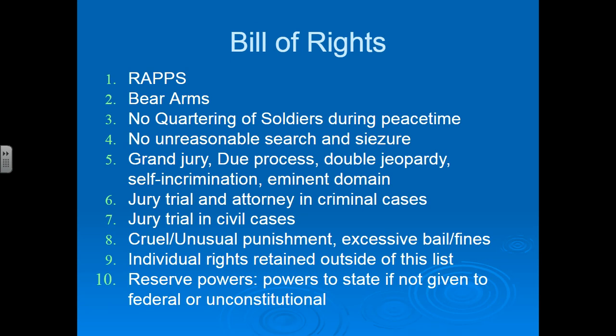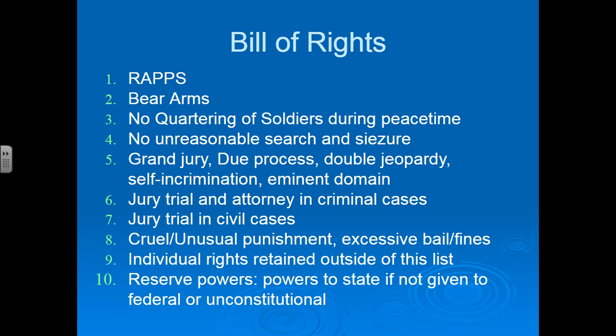Fourth Amendment, no unreasonable search and seizure. Fifth is right to a grand jury, which again, a grand jury decides whether there's evidence to go forward. A grand jury does not decide guilt or innocence. A petit jury decides guilt or innocence, but a grand jury decides if there's enough evidence to actually go to trial.